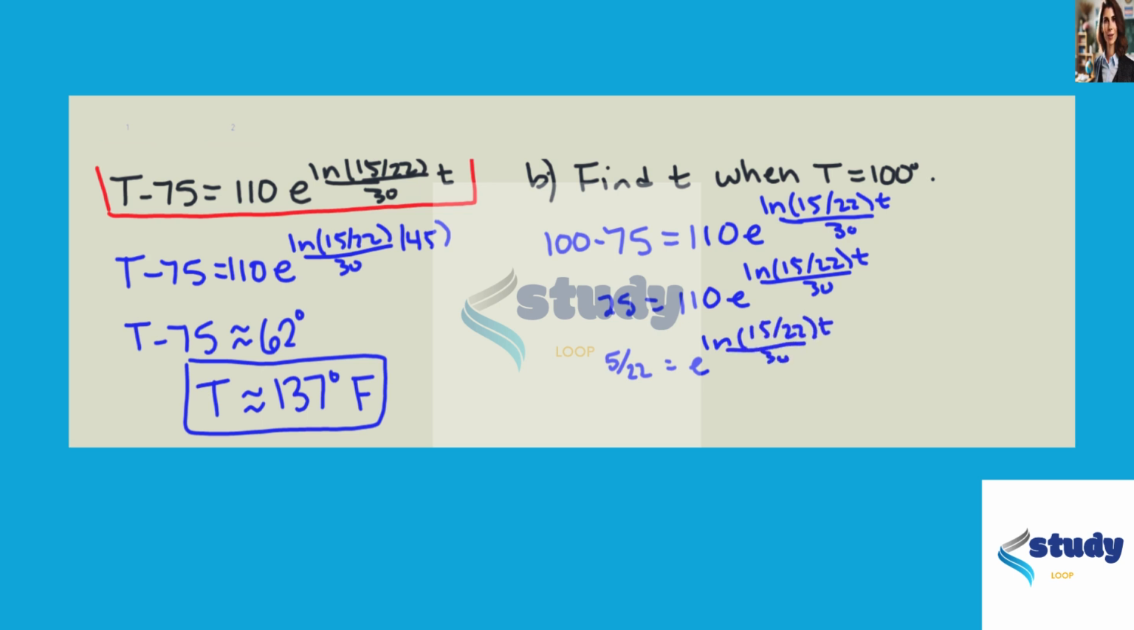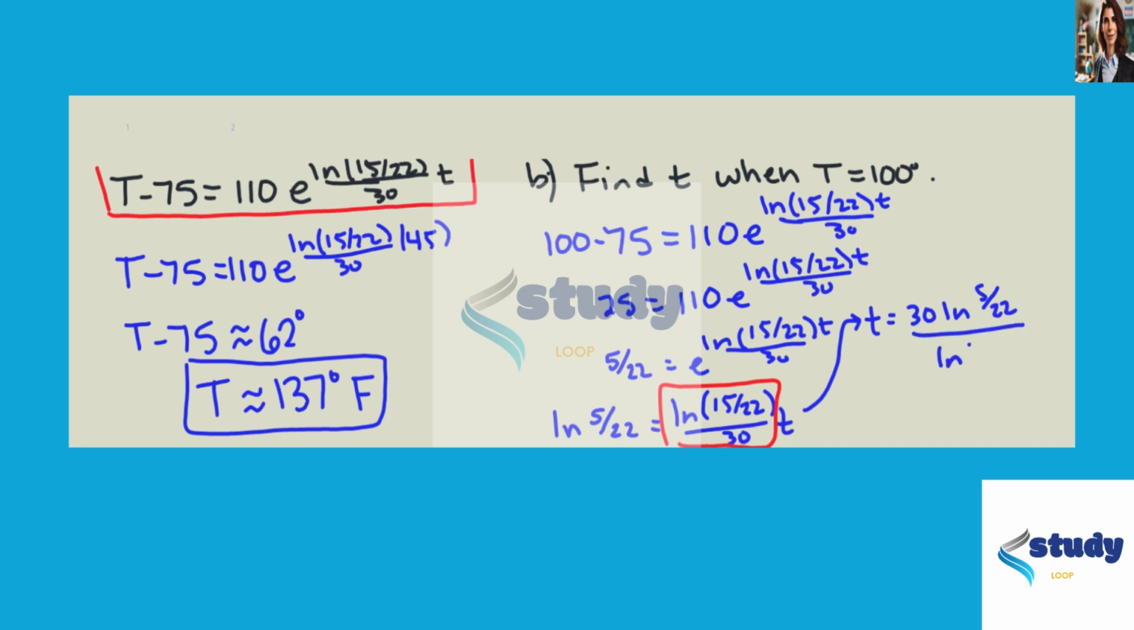And then we're going to take the natural log of both sides. And now to get t by itself, let's multiply both sides by the reciprocal of this fraction. So we end up with t equals 30 times the natural log of 5 over 22 divided by the natural log of 15 over 22. So we also carefully put that into a calculator, and we end up with approximately 116 minutes.